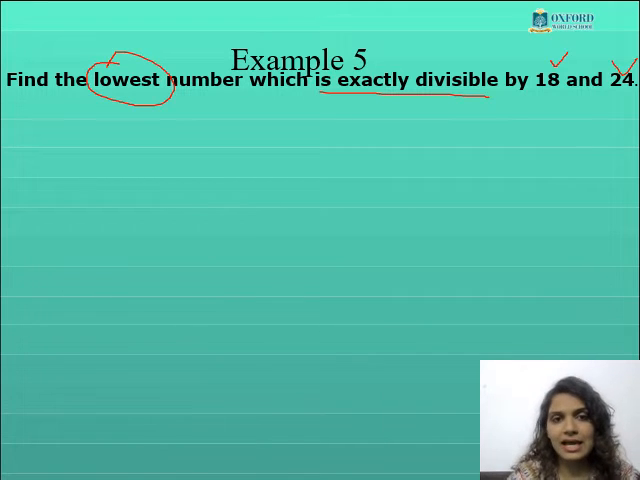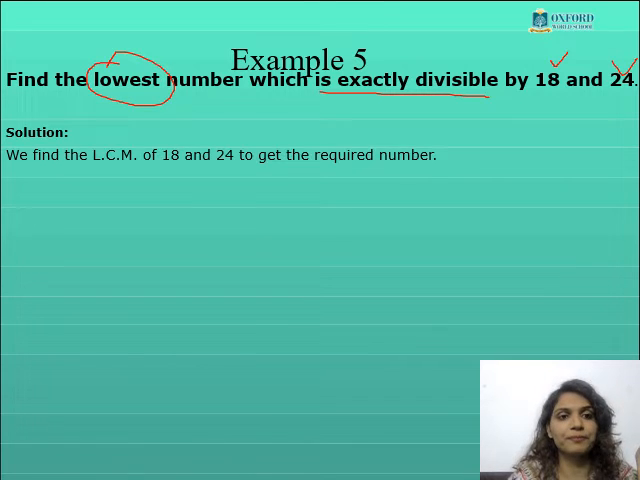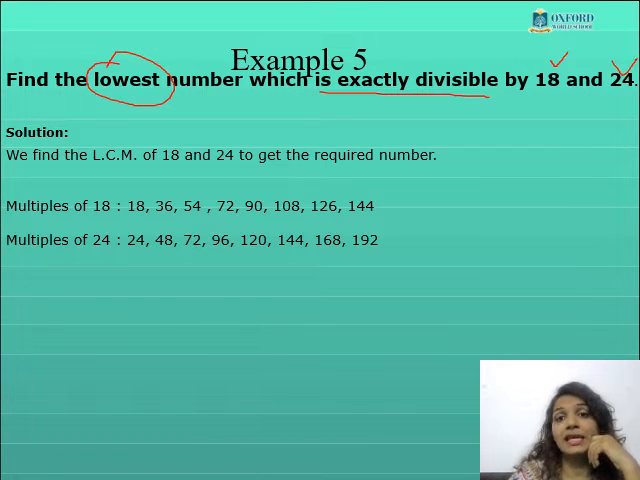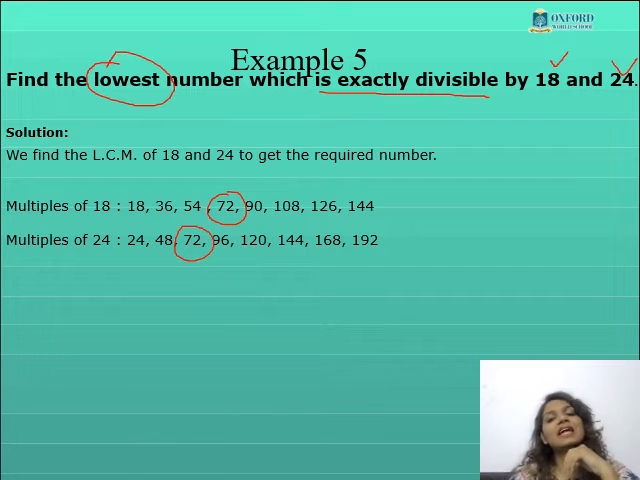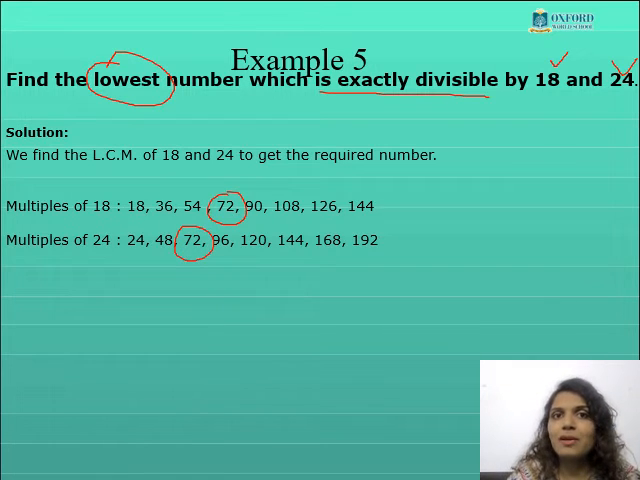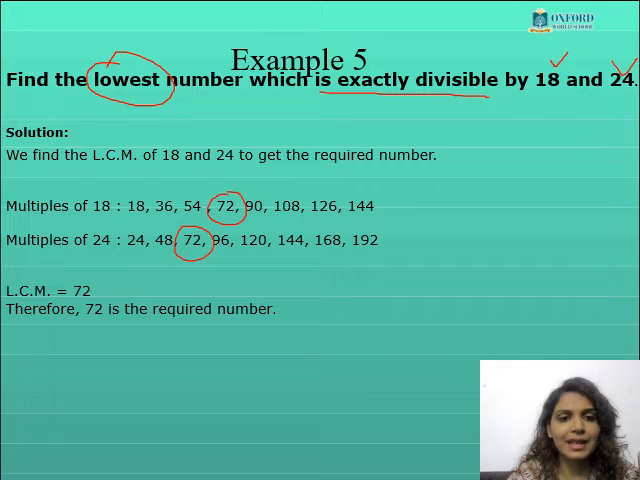Okay, let's have a look at the multiples of 18 and 24. Yes, here we have the multiples of 18 and 24. Now, let's check out something common. Yes, we do have. This 72 is common, isn't it? Now, since 72 is common, this is the answer for our least common number. So 72 is the required number.